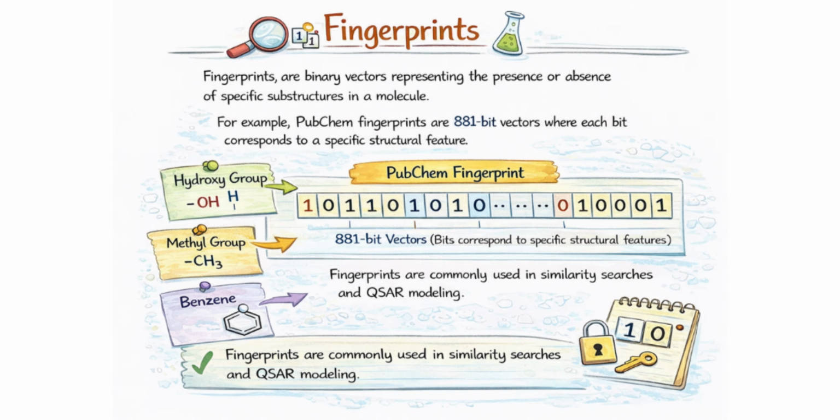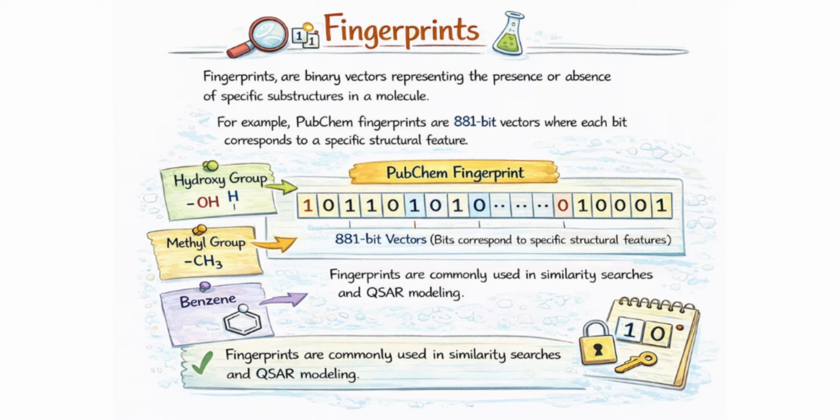Fingerprints, on the other hand, are binary vectors representing the presence or absence of a specific substructure in a molecule. For example, we have different types of fingerprints. Like PubChem fingerprints, which contain 881 bit vectors, where each bit corresponds to a specific structural feature.